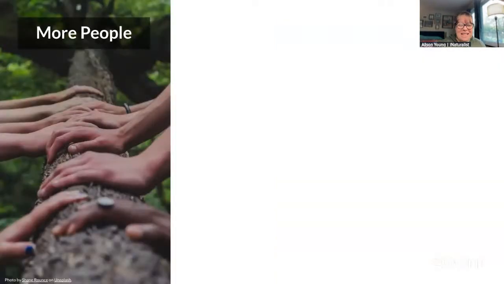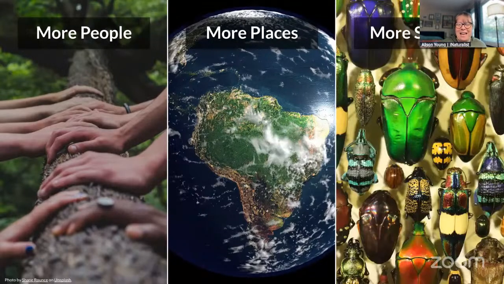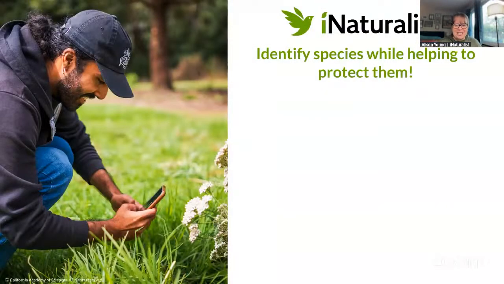So biodiversity needs people, and people need biodiversity. We need more people in more places caring about and gathering more data about more species. So how do we address this challenge? iNaturalist is trying to address this by being a platform where people can easily identify and learn more about the species around them, and at the same time, gather critical biodiversity data.